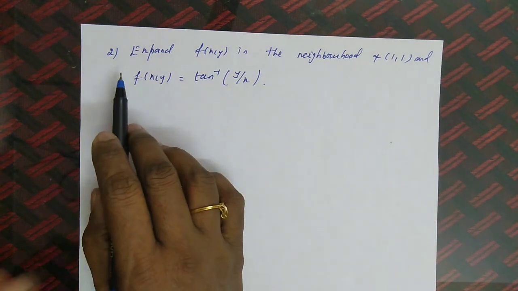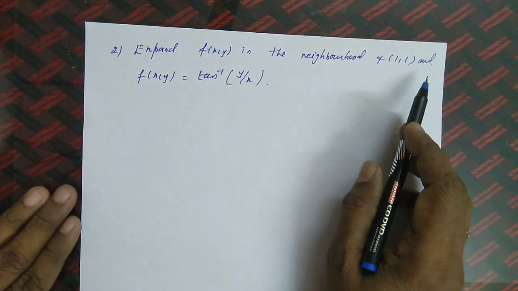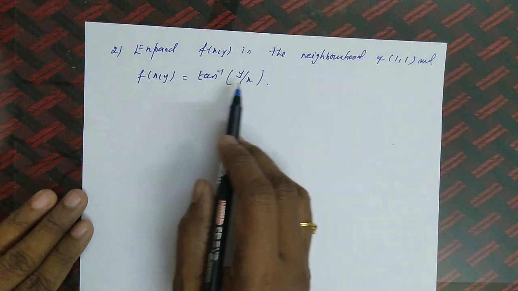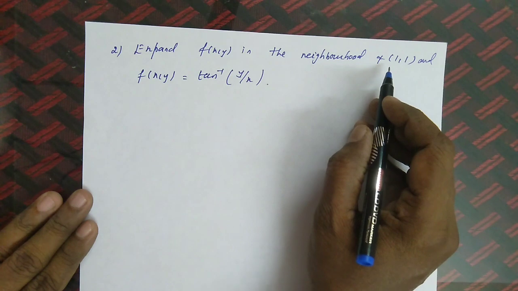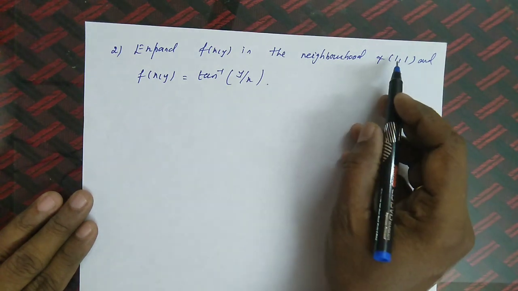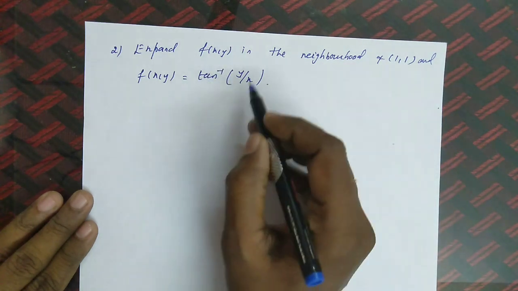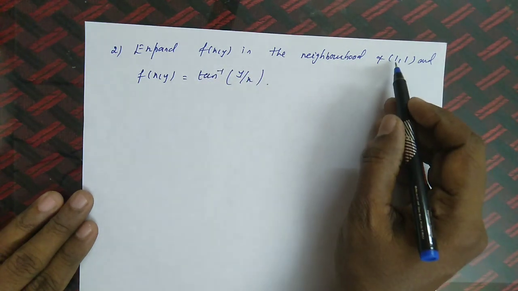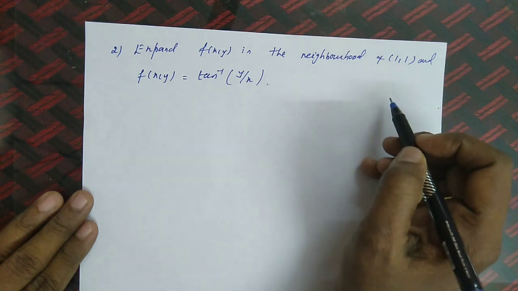Look at the second question. Expand f of x comma y in the neighborhood of 1 comma 1, where f of xy is equal to tan inverse of y by x. In this question it is very clear that we are going to find the Taylor series because the point is 1 comma 1. That means we are supposed to expand the given f of xy in powers of x minus 1 and y minus 1. That means a is equal to 1 and b is equal to 1.